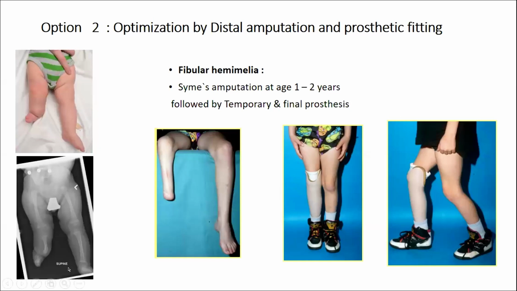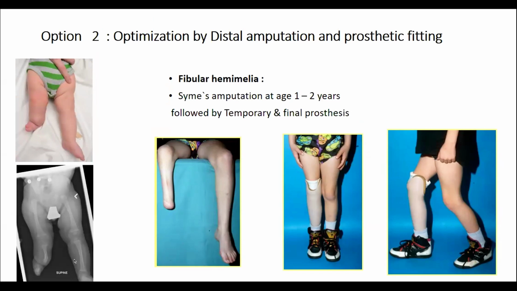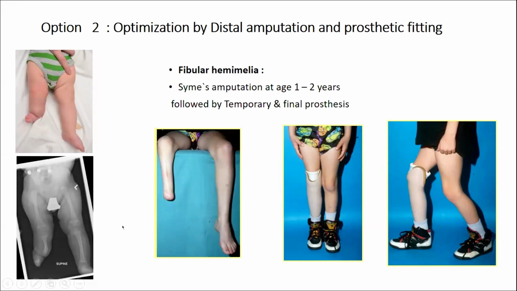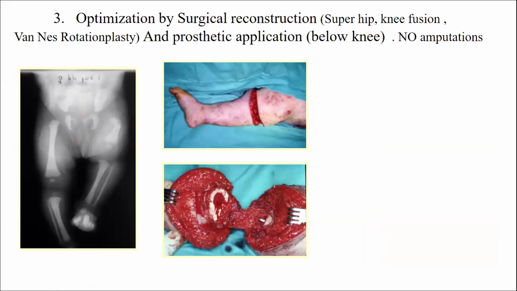So we have here an example on the left, severe fibular hemimelia, and as we are going to see in the next few slides, after discussion with the family, it was decided to proceed with an amputation and prosthetic fitting, which again is an excellent option in many indications. The third one is optimization using surgical reconstruction and prosthetic application with no amputation.